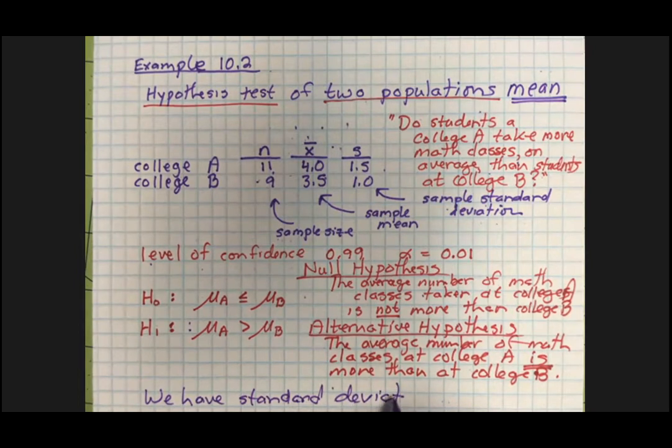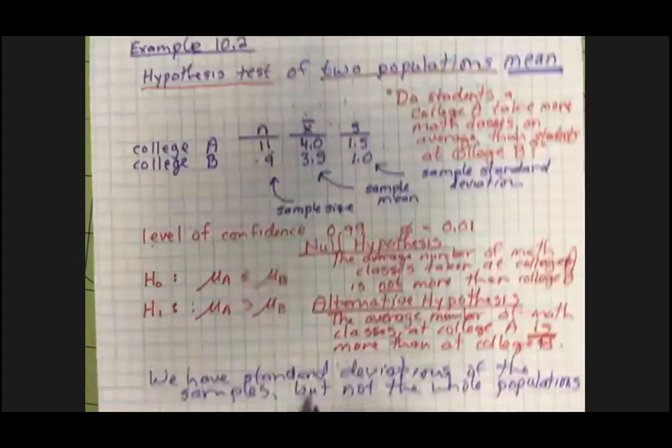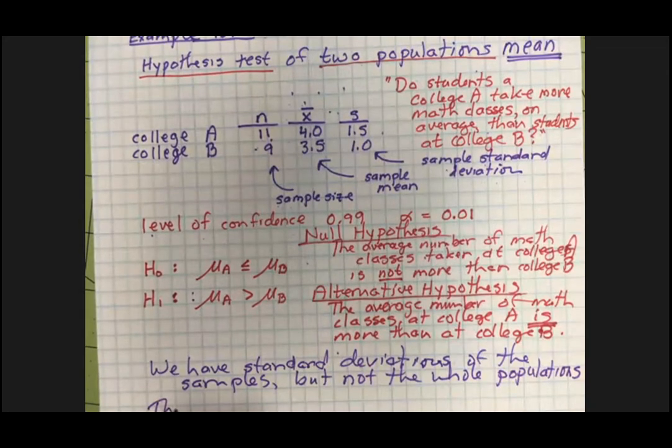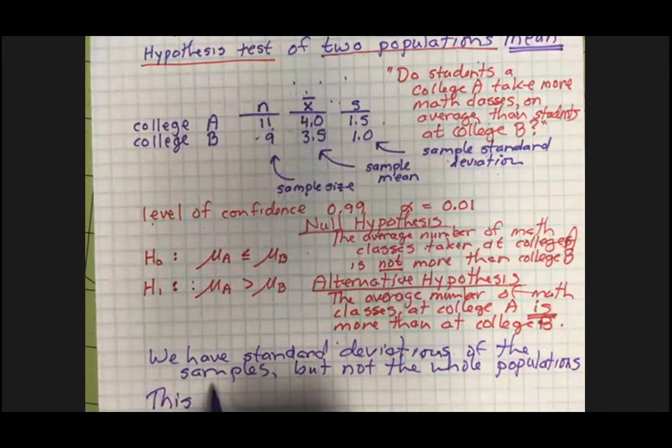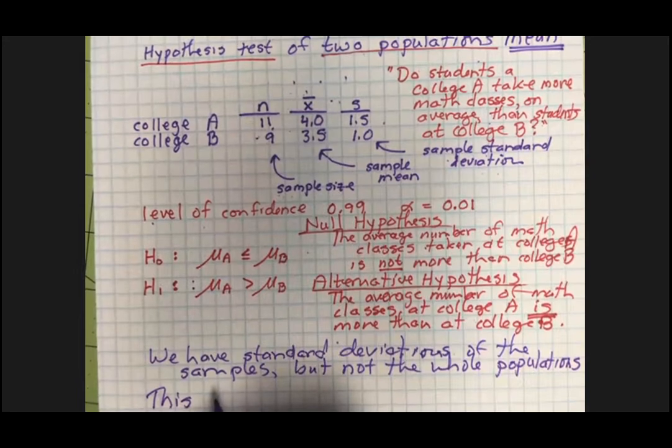We have the standard deviations of the samples, but not the whole populations. What does this mean? We have to perform a t-test. Or if I don't know the standard deviation of the population, I need to use the t-distribution.